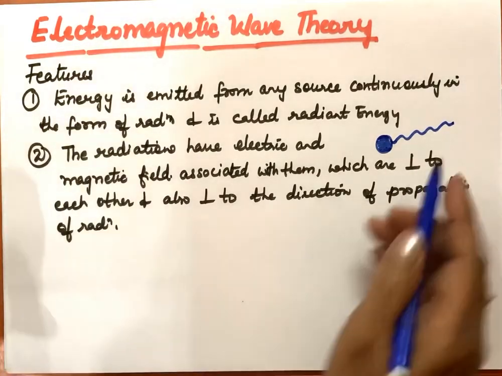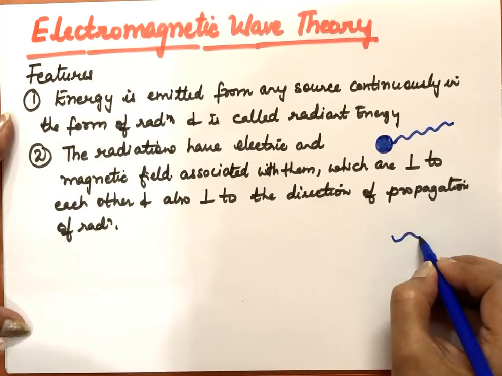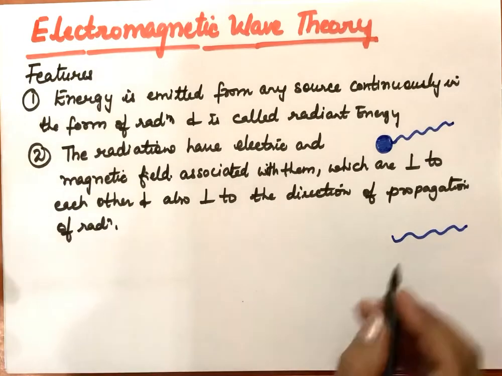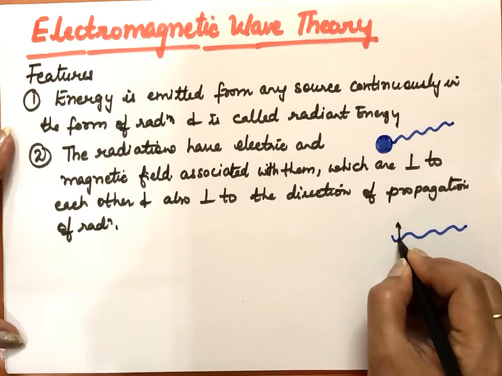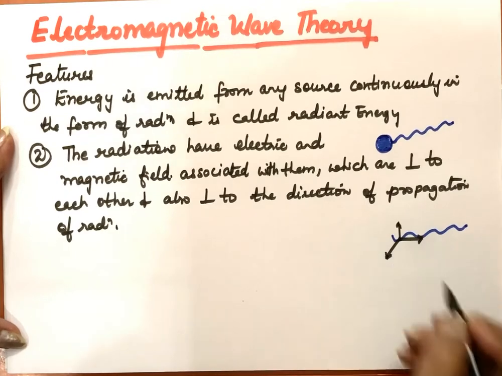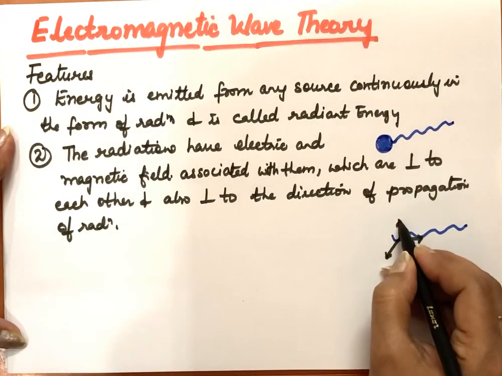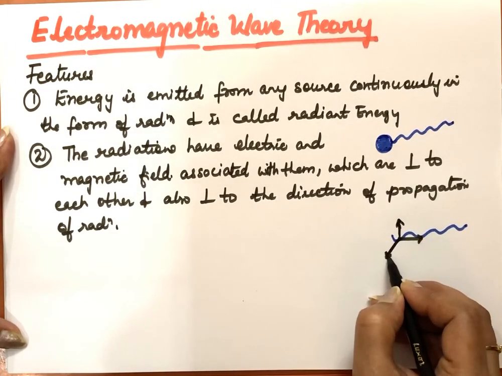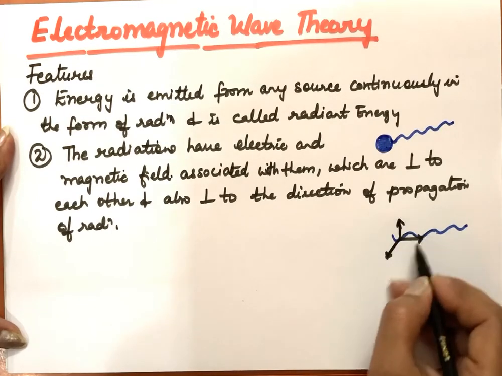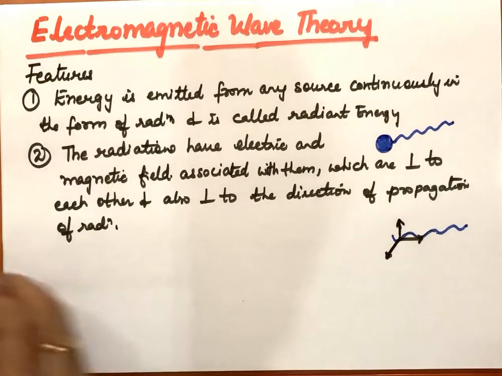So these radiations which are emitted continuously have both the fields associated with them, electric and magnetic, which are perpendicular to each other and also perpendicular to the direction of propagation. Suppose this is the electric field, this is the magnetic field, and in this direction the wave is propagating. So all these three are perpendicular to each other.